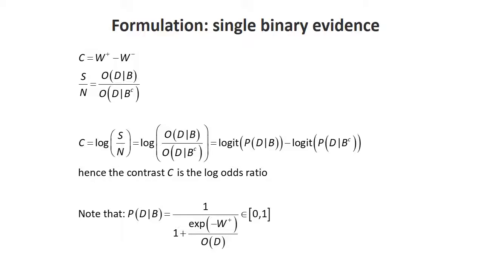Typically, what is also reported in weights of evidence models is what's called a contrast, which is the difference between evidence for the presence and evidence for the absence. The bigger this is, the more contrast, the more discriminating the evidence is. Contrast is actually the log of S divided by N, and S divided by N, remember, is this odds ratio here. Once we have weights of evidence, then we can also calculate probabilities. For example, I can calculate this probability, and that would simply be using the logistic function.